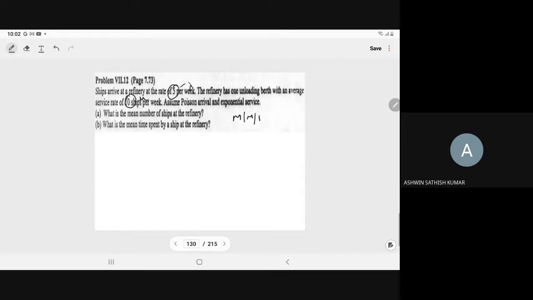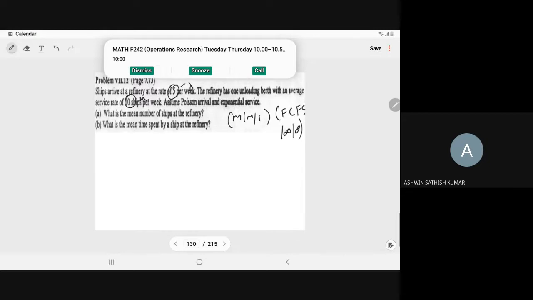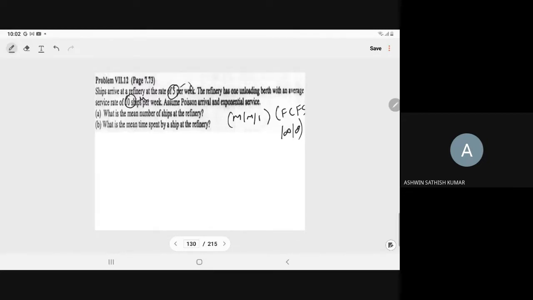Now there is no statement about the discipline, so we have to assume FCFS, infinity model. In this, we have to compute the mean number of ships at the refinery, which means in queue plus in service. That is, we have to compute L. What is the mean time spent by the ship at the refinery? That is W. So this is the M/M/1 model, and you have to compute L and W.